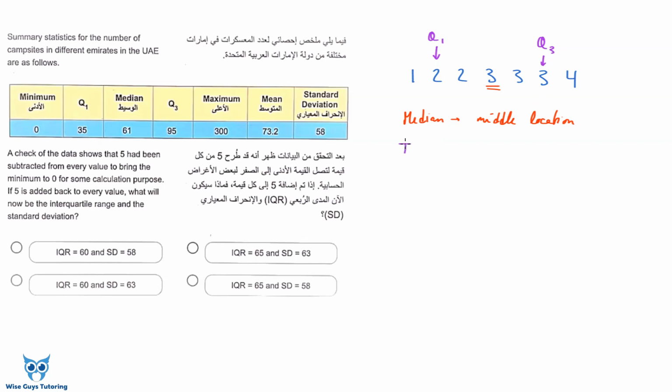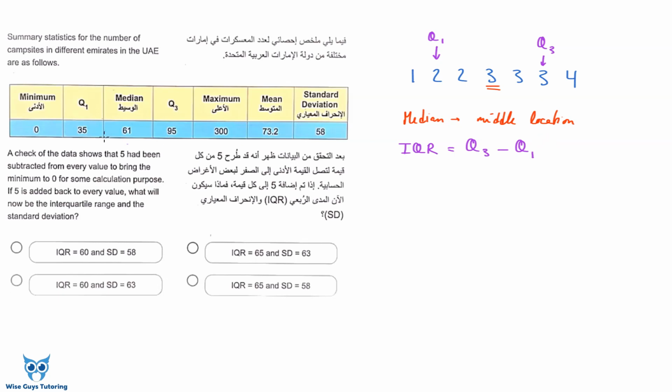When we talk about the interquartile range, what they're asking for is Q3 minus Q1. It's the range between them. It's the difference between them, right? In our case, right here in my little example, it's 3 minus 2. It would be 1, okay?